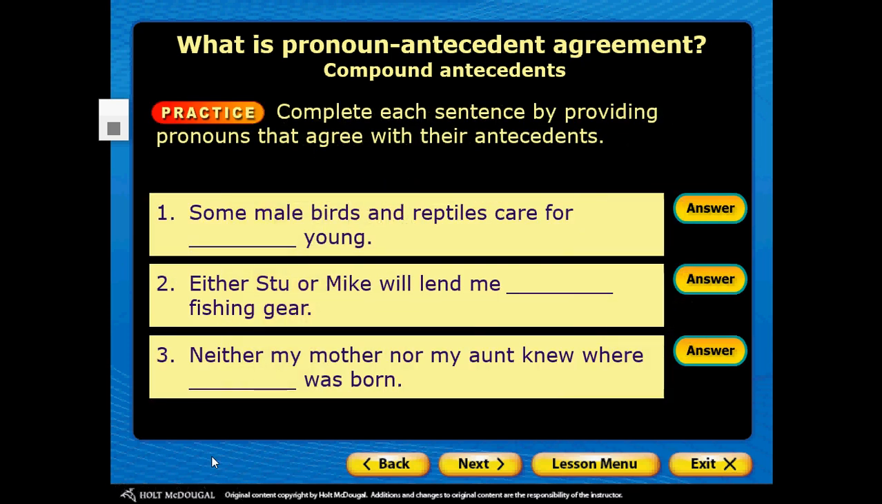Complete each sentence by providing pronouns that agree with their antecedents. For number 1, some male birds and reptiles care for their young. So we're talking about singular or plural? Birds and reptiles. So we have S and S, therefore plural. I'm thinking there. Let's have a look.